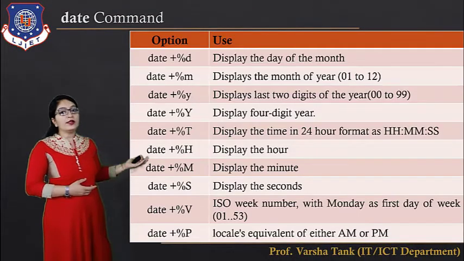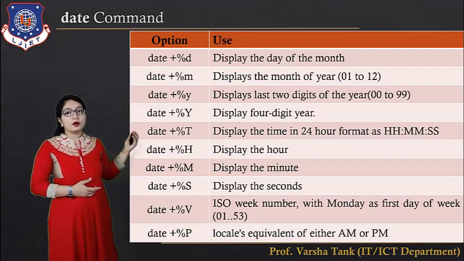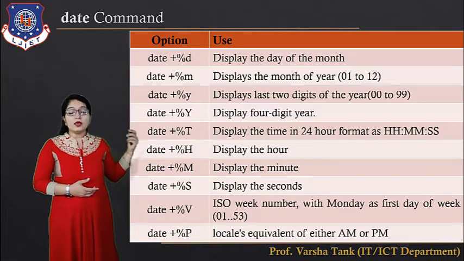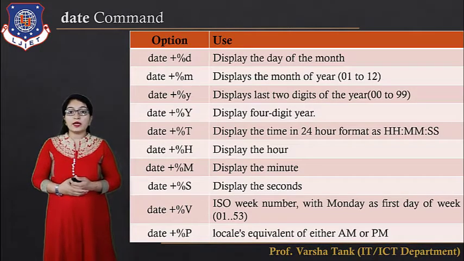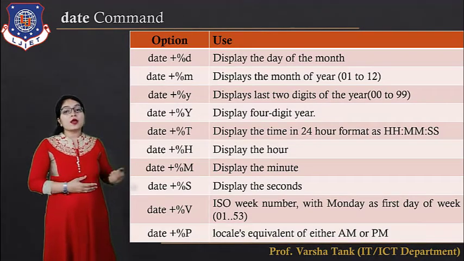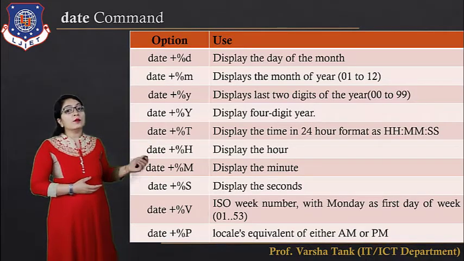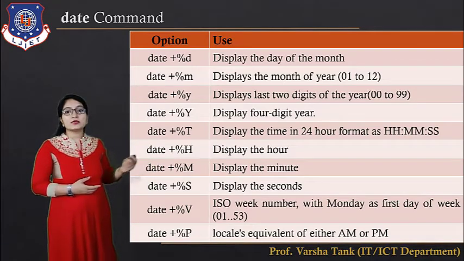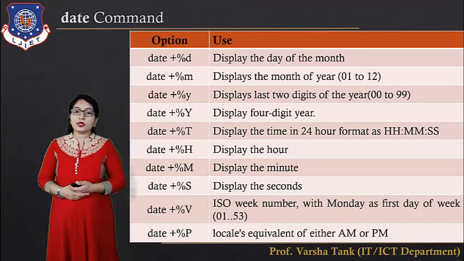And these are again different date options. For example, date %d displays the day of the month, then %m displays the month of the year from 01 to 12. Then %y displays the last 2 digits of the year, for example 00 to 99. Then capital %Y displays the 4 digit year, for example 2020. Then %T displays the time in 24 hour format. %H will display the hour, %M the minute, and %S the seconds. Like this you can use these different options according to your requirement.